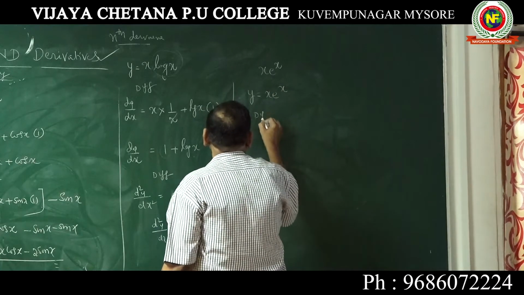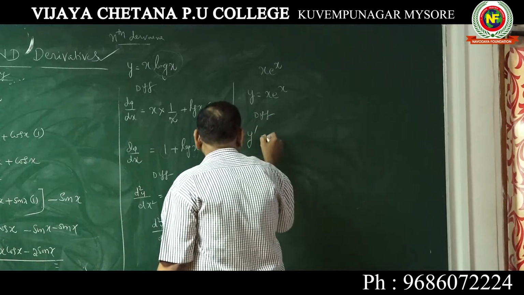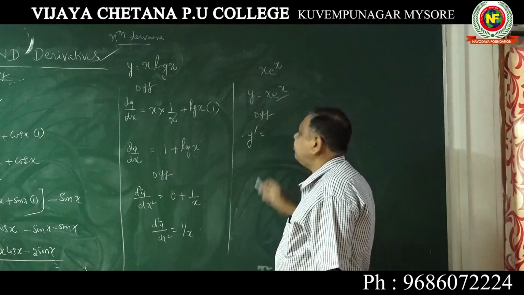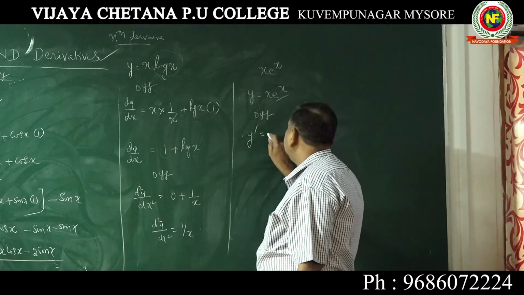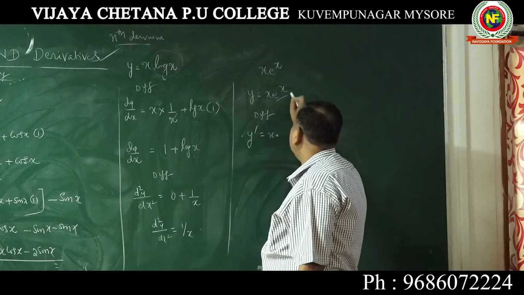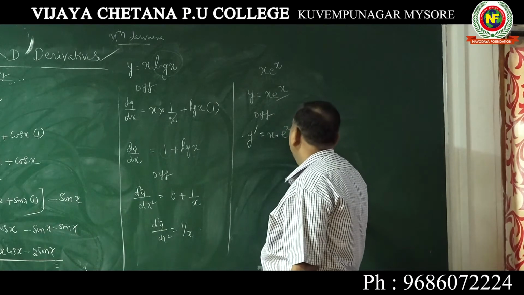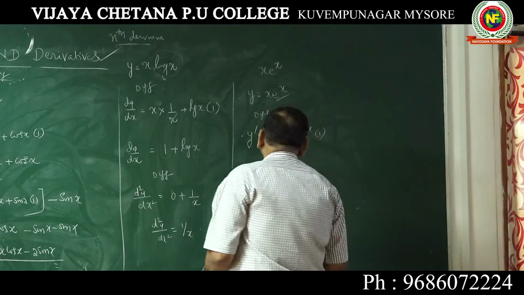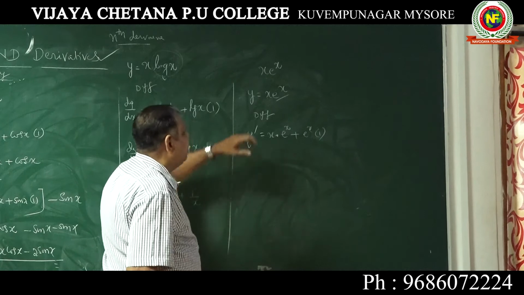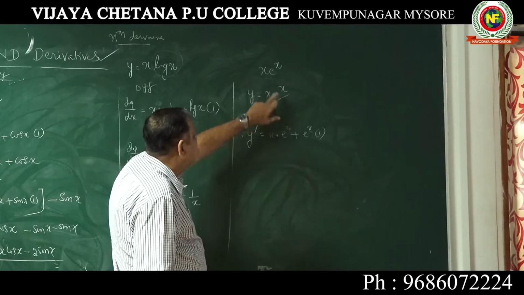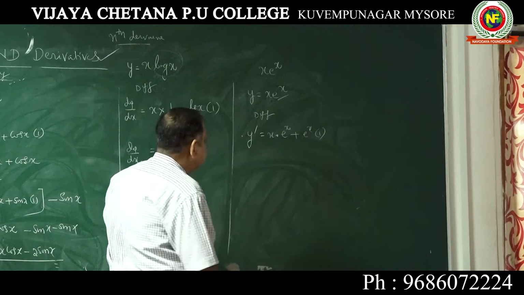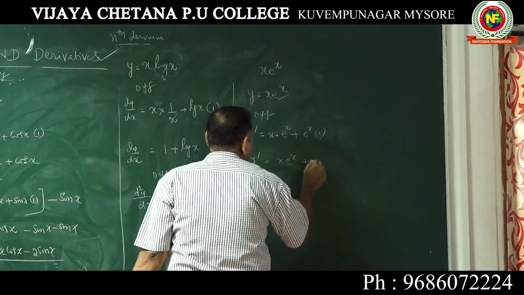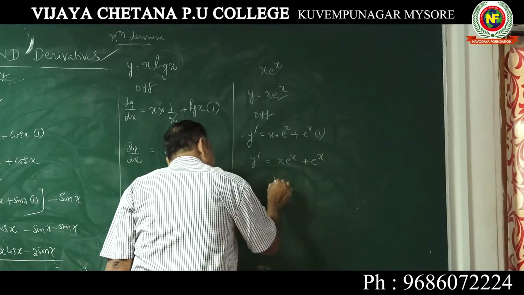Differentiate. When you differentiate, y dash, it is the product rule. This is one function, this is another function. Apply the product rule: x into d by dx of e power x plus e power x into 1. Understand here? Product rule: u into dv by dx plus v into du by dx. Now y dash is equal to x e to the power of x plus e to the power of x. Now again differentiate.